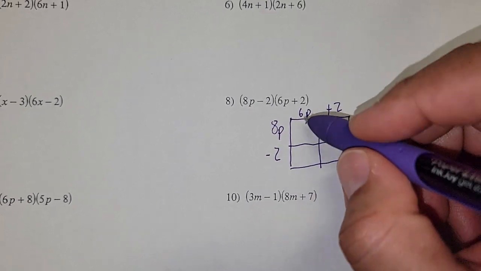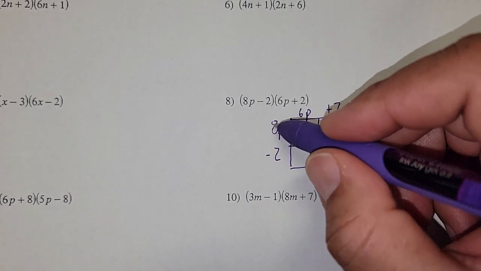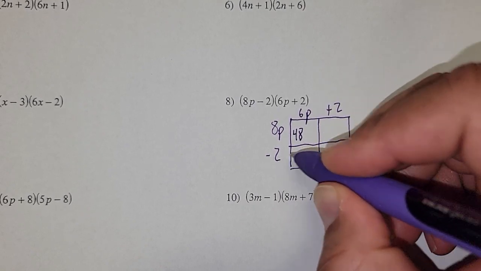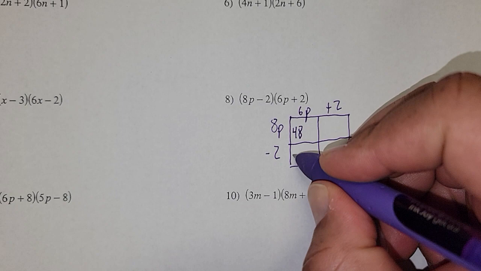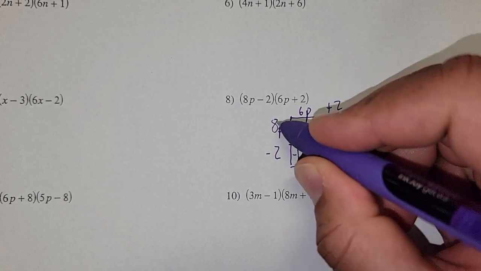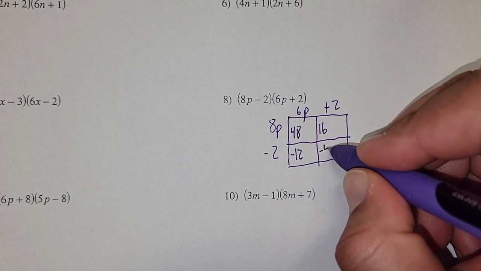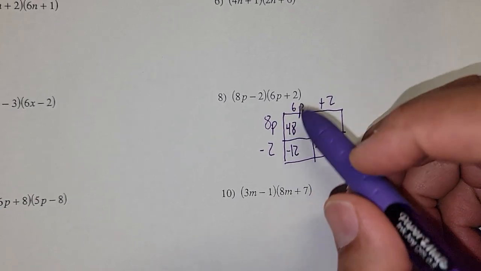So now I'm going to multiply all of my big numbers. So what is 6 times 8? I believe that's 48. Please double check that. 6 times -2, plug that in the calculator. You should get -12. 2 times 8 is 16. And then 2 times -2 is -4. All right, so all I did was multiply everything.